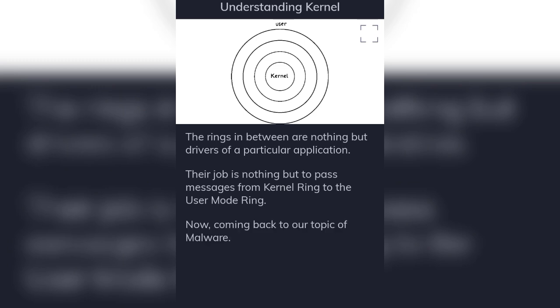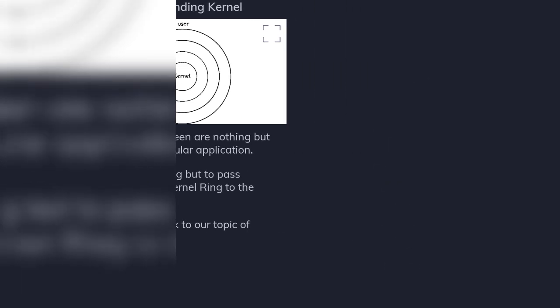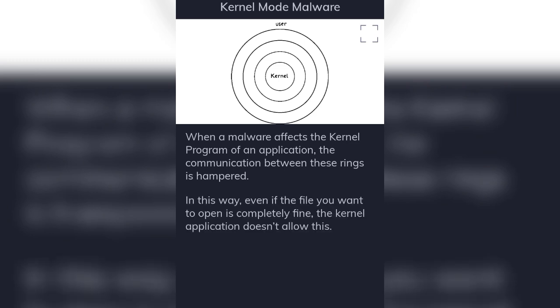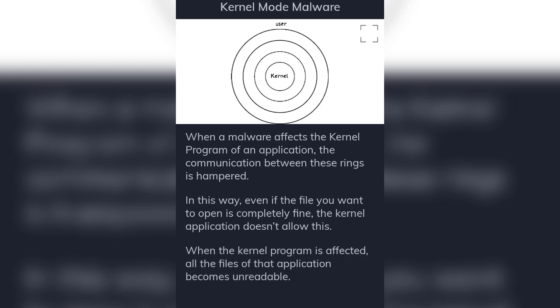Now, coming back to our topic of malware. When a malware affects the kernel program of an application, the communication between these rings is hampered. In this way, even if the file you want to open is completely fine, the kernel application doesn't allow this. When the kernel program is affected, all the files of that application become unreadable.